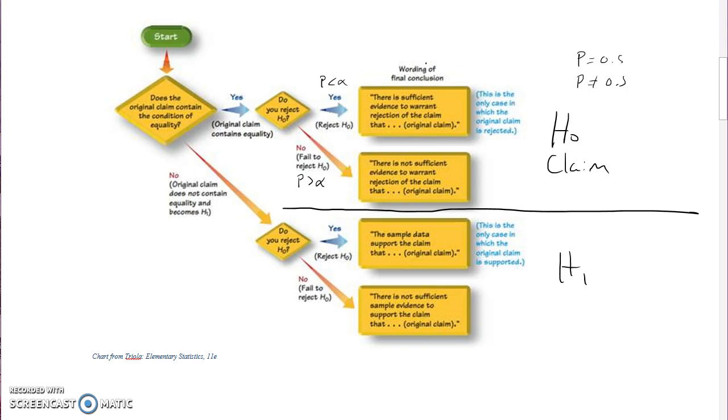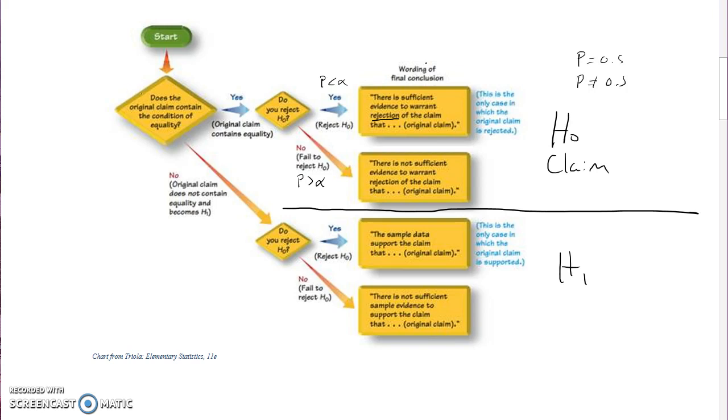If we reject our null hypothesis, then we will say there is sufficient evidence to warrant the rejection of the claim that, and then we'll need to write the whole claim out. If your p-value is greater than alpha, we will say there's not sufficient evidence to warrant the rejection of the claim that, and then we'll write our claim out. So with this one, you can see we will either reject or fail to reject our claim.